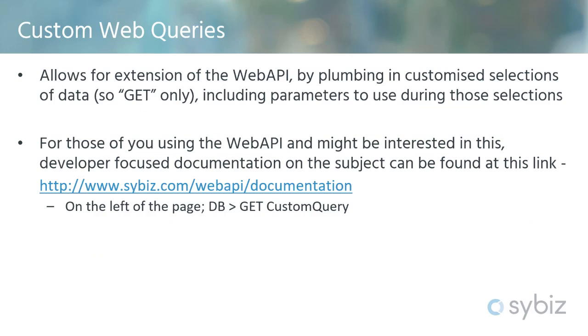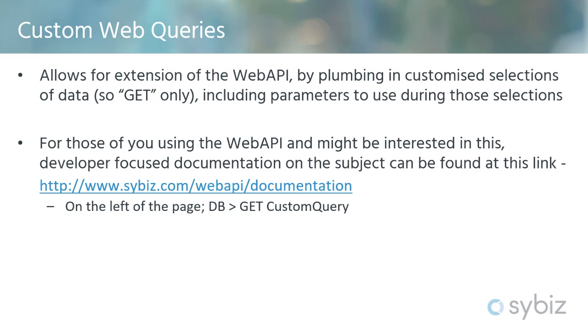So again, very quickly, we'll just cover them off in a general sense. Custom web queries, our web API, which is a web platform for getting and setting data in the database. You can do custom web queries, so instead of just using the queries that we have within the web API itself to get information back, you can write your own queries to plumb that in.